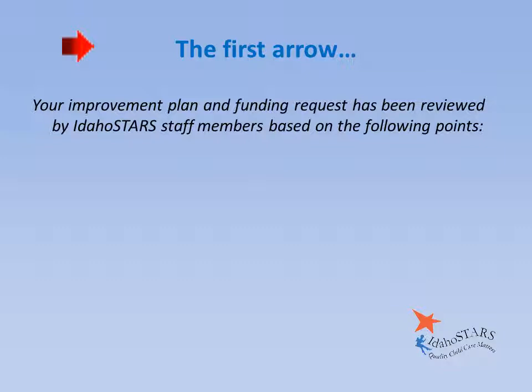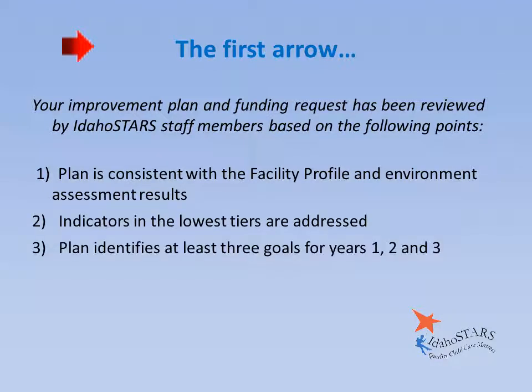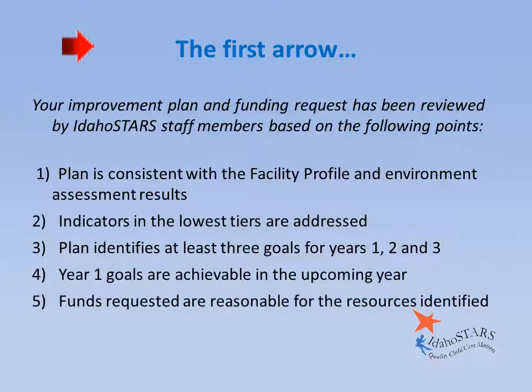Your improvement plan and funding request has been reviewed by IdahoSTARS staff members based on the following points. The plan is consistent with the facility profile and environment assessment results. Indicators in the lowest tiers are addressed. The plan identifies at least 3 goals for years 1, 2, and 3. Year 1 goals are achievable in the upcoming year. Funds requested are reasonable for the resources identified, and number of children served.